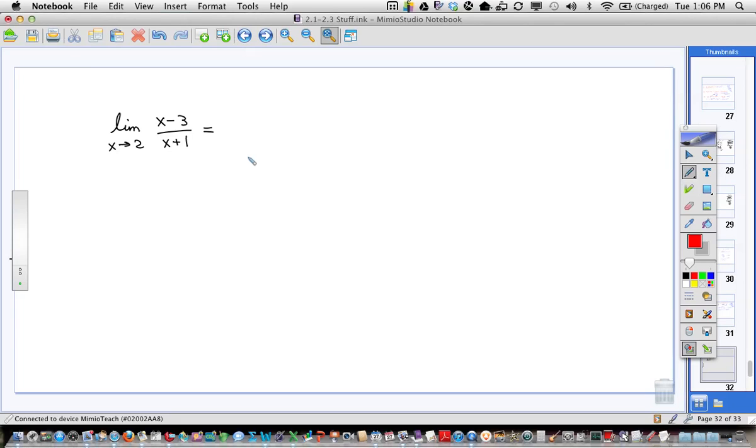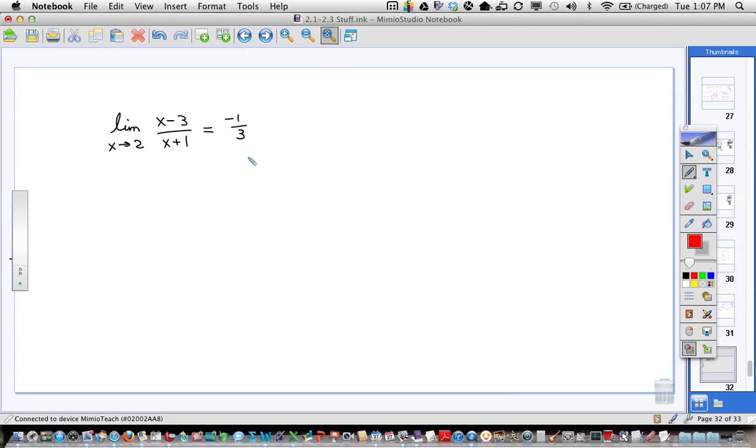Give you 5 seconds to get the answer. What's the answer? Negative 1/3. How'd you get it? Direct substitution, right? The very first thing you do, especially on these algebraic type ones, is you do direct substitution. So you plug a 2 in, you get negative 1/3.